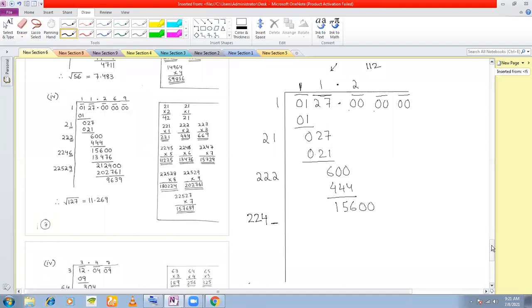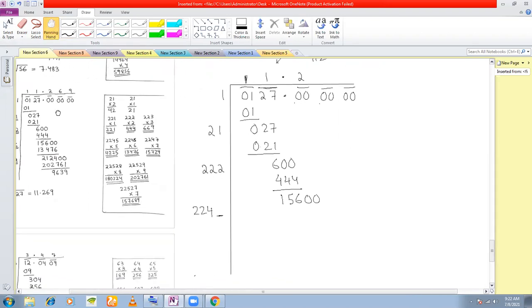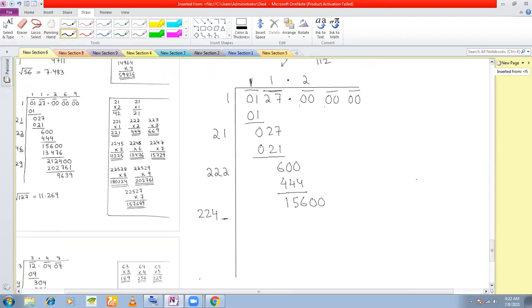Now we need to insert a digit here. So what digit should we insert? Let's check. You see the number 15,600 here. 15,600 is very close to 16,000, right? And if I mentally insert a digit 0 here, this number is very close to 2200, right? So we divide by 2200. So mentally we have inserted this 0.